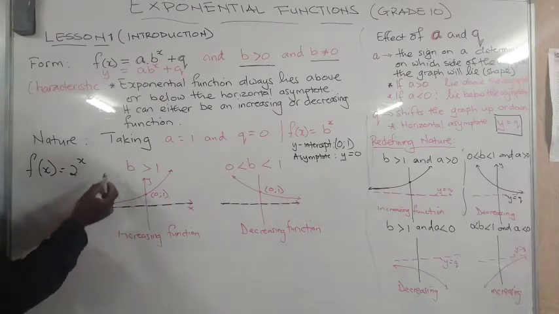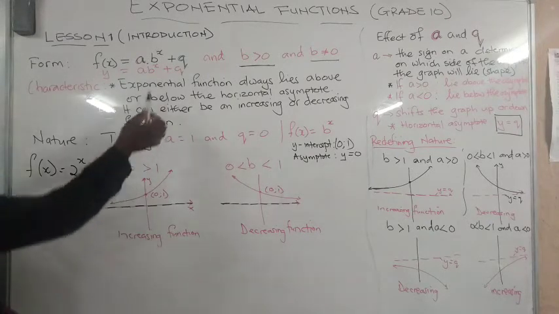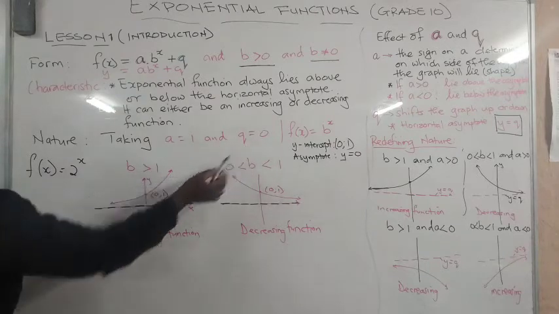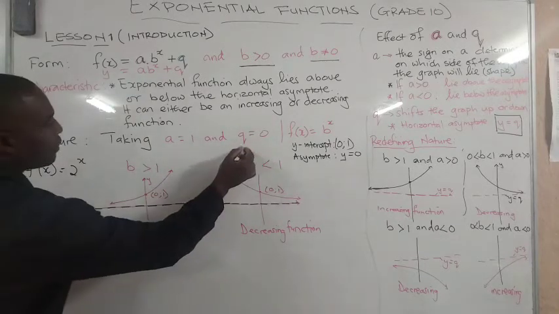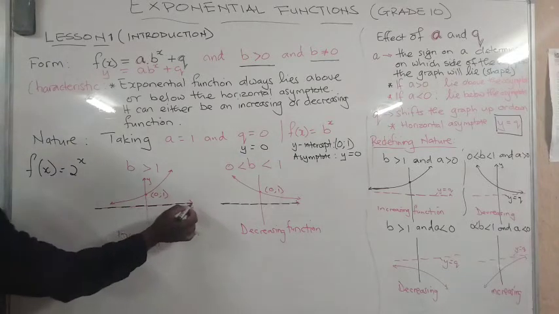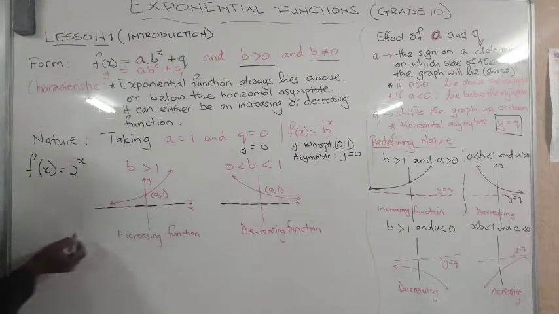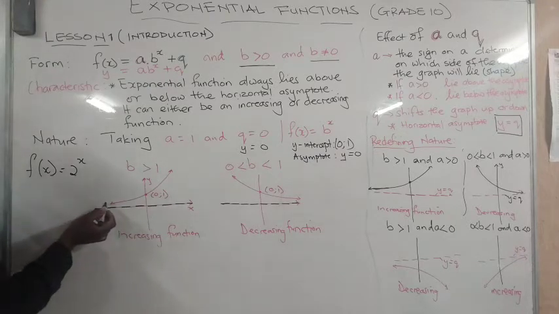Of course, the horizontal asymptote will be y is equal to 0, because our q, we have said let's take our q to be 0. So our horizontal asymptote will be y equal to 0. So it means y equal to 0 is the x-axis, it becomes the asymptote line. So the graph will be increasing.